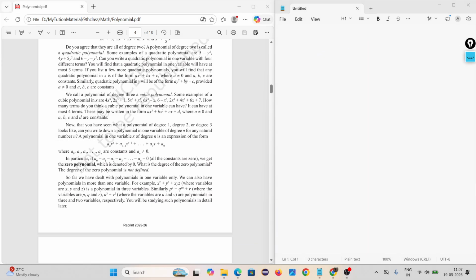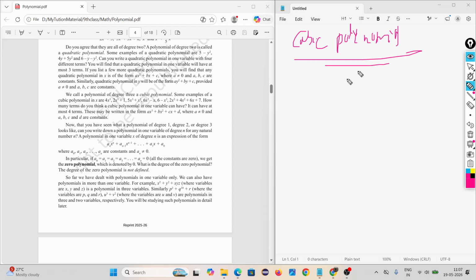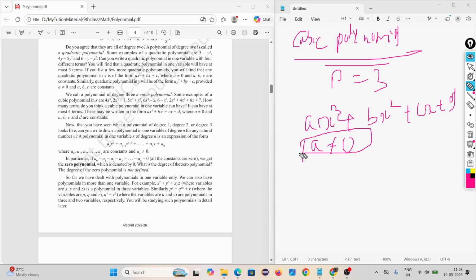Then we have the cubic polynomial. A cubic polynomial is nothing but degree 3, and the general form is ax cube plus bx square plus cx plus d. And a should not be 0.